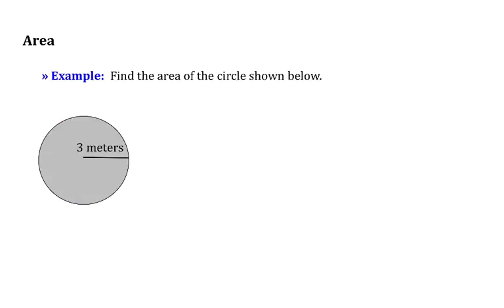And then let's take a peek at a circle. So find the area of the circle shown below. Well, the circle we're looking at here has a radius of 3 meters. 3 meters is the distance from the center to the outside. In general, our area of a circle formula says that area is equal to pi times the radius squared.